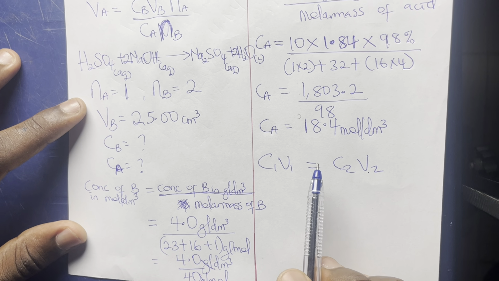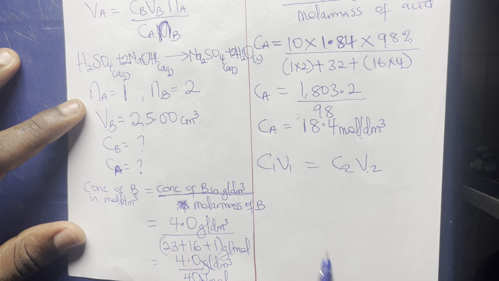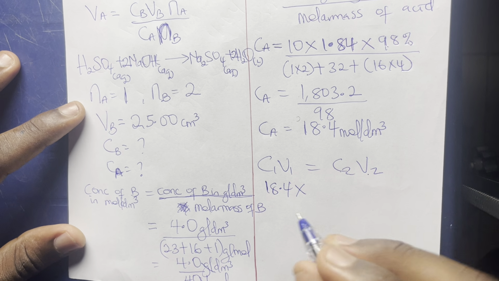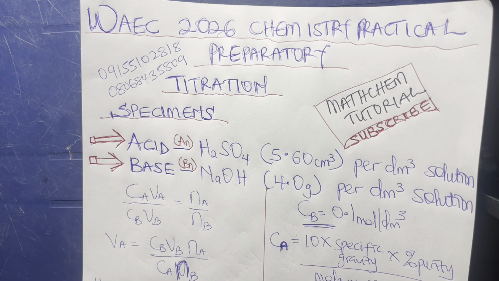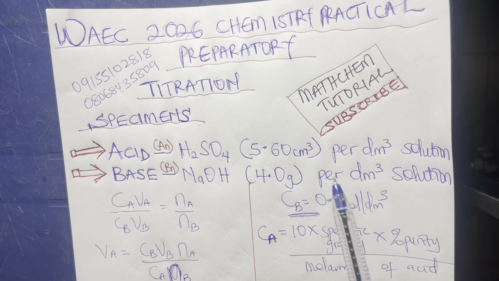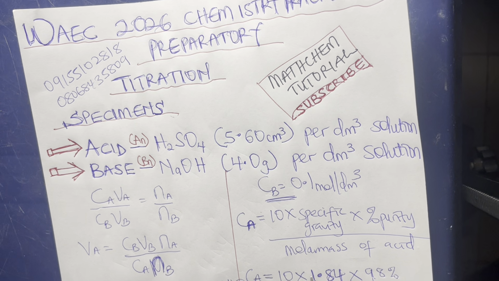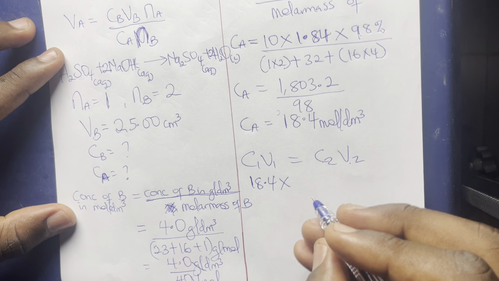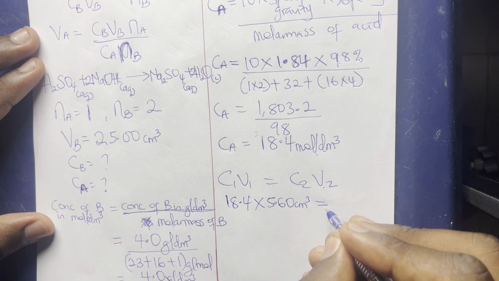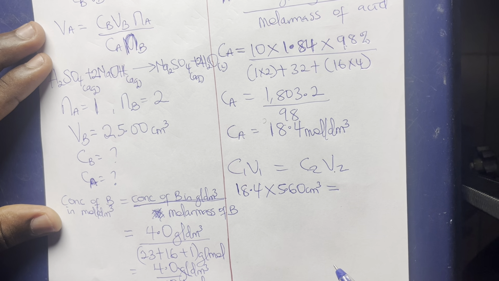Now, based on what we have been discussing in part A, our C1, the initial concentration, is going to be 18.4, multiplied by our V1. Now look at this: V1 was what was given to us in the question. As you can see, the initial volume of the acid is 5.60 cm cube, isn't it? So we have it here as 5.60 cm cube, which is equal to C2. The C2 is the final concentration, and that is what we are looking for.